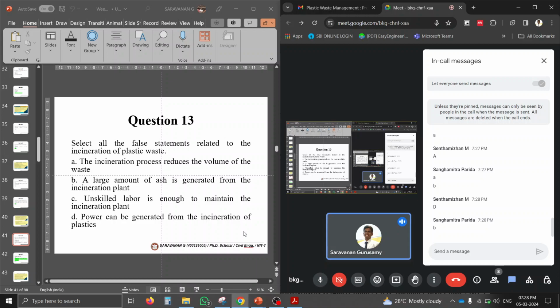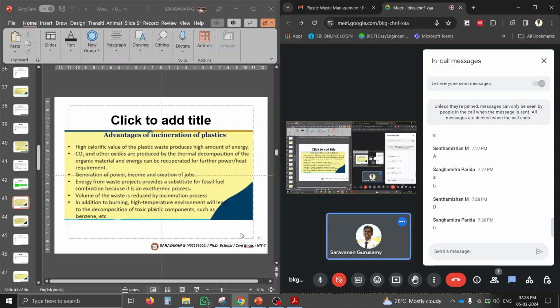because it already reduces most of the volume. So whatever ash is produced is only 1%. If you burn 100 kg of waste, you will get only 1 kg of ash. So the amount of ash will be less, and skilled labor, not unskilled labor, is required for incineration. So both are false statements.